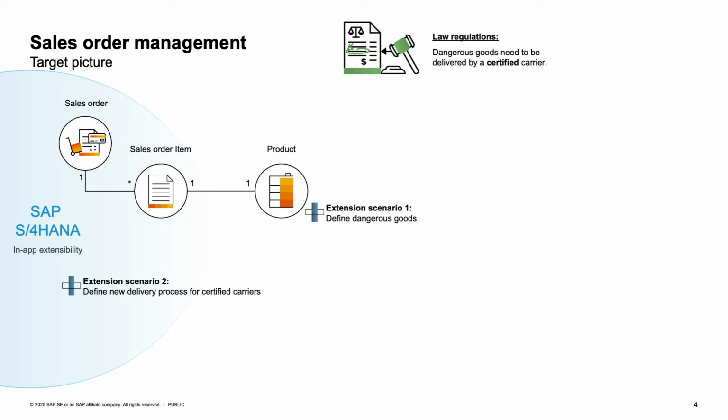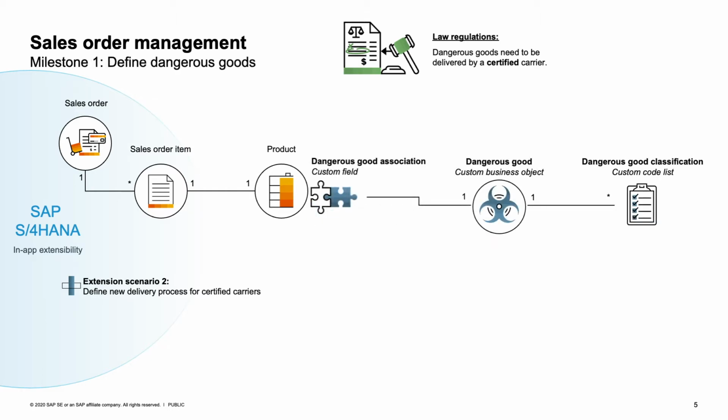I want to show you how you can define your dangerous good management by integrating inside the SAP S/4HANA system. So in the first extension scenario, I want to show you how you can create a custom field and associate this custom field with a custom business object, which contains the dangerous good classification. And now let us switch to our first demo.